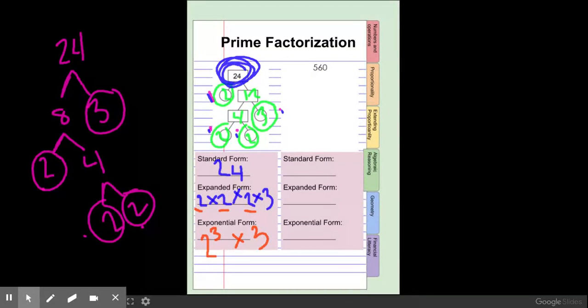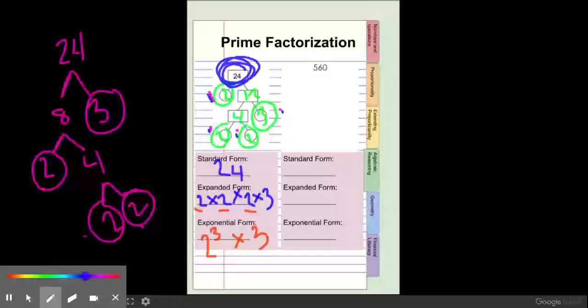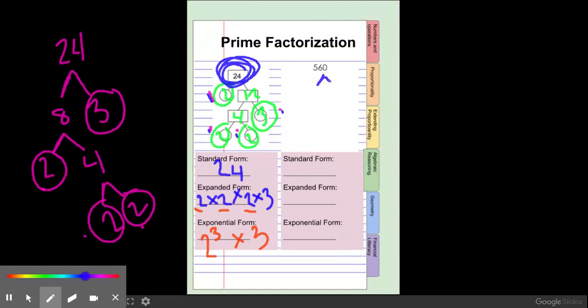All right, now we're going to talk about the number 560. Okay, and we're going to do the prime factorization of 560. So let's look at this one here. If it ends in a 0, the first thing I can see is that a factor is 10. So I'm going to say 56 and 10.